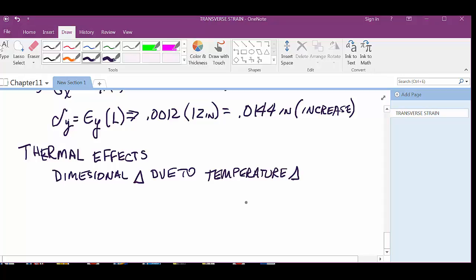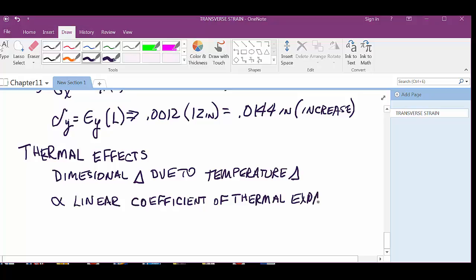Coefficient of expansion or contraction. Okay, and in here we're going to talk about the linear coefficient of thermal expansion.